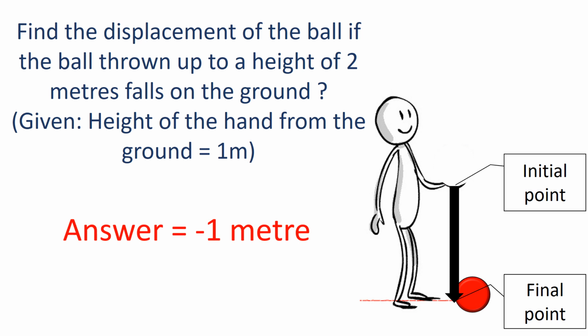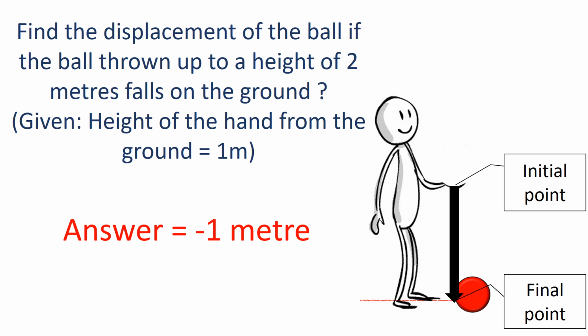Initially, the ball was moving in the upward direction, but the final point is in the opposite direction. So the initial direction and the final direction both are different. So when the direction changes or when it returns back, you take the displacement to be negative.